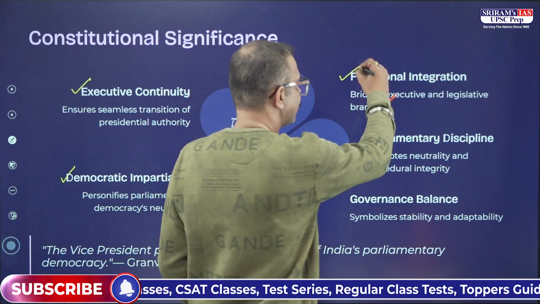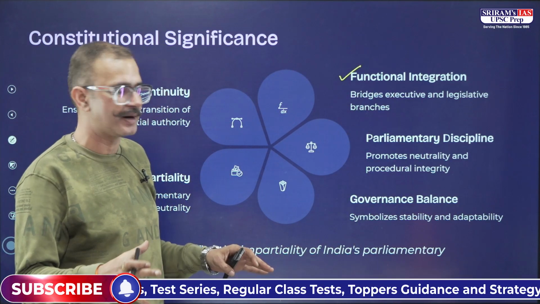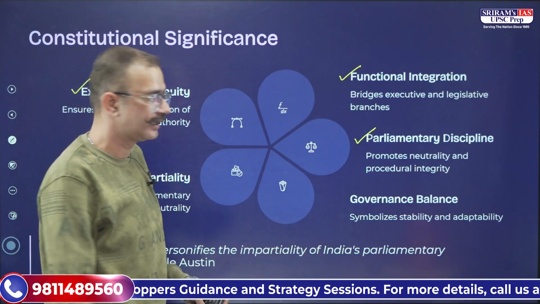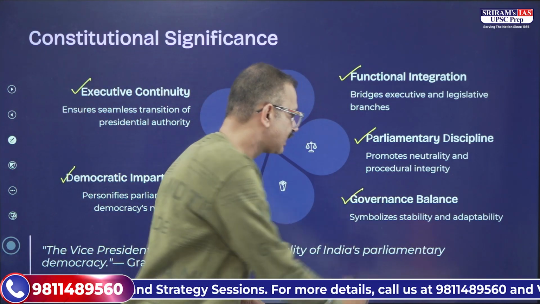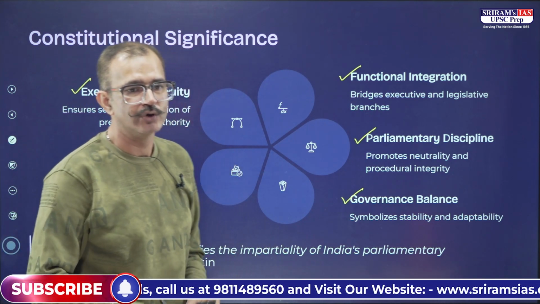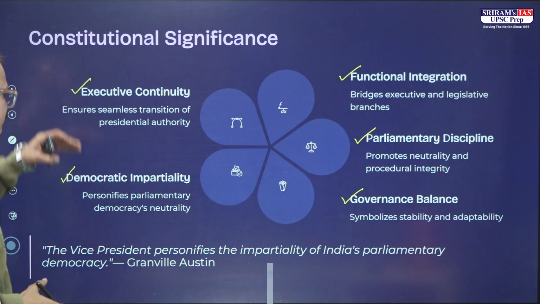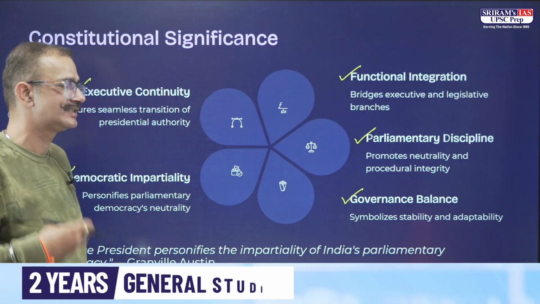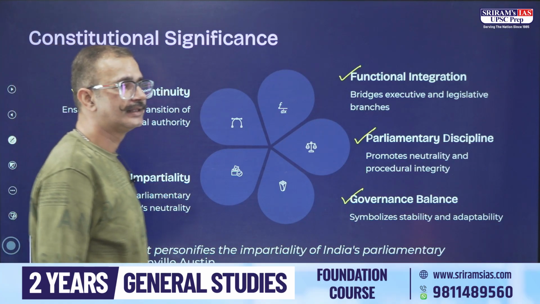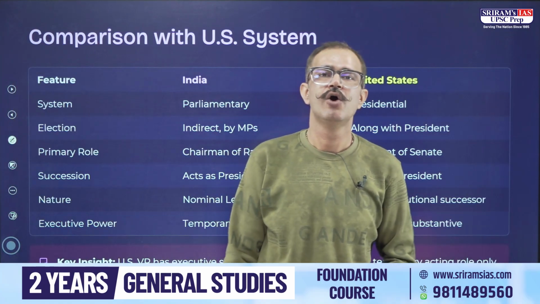At the same time, he bridges the executive and the legislative branches, and also promotes neutrality and the procedural integrity of constitutional governance, and symbolizes stability and even adaptability. So when it comes to the constitutional significance of the Vice President, he personifies the impartiality of India's parliamentary democracy, and this had been said by Granville Austin.